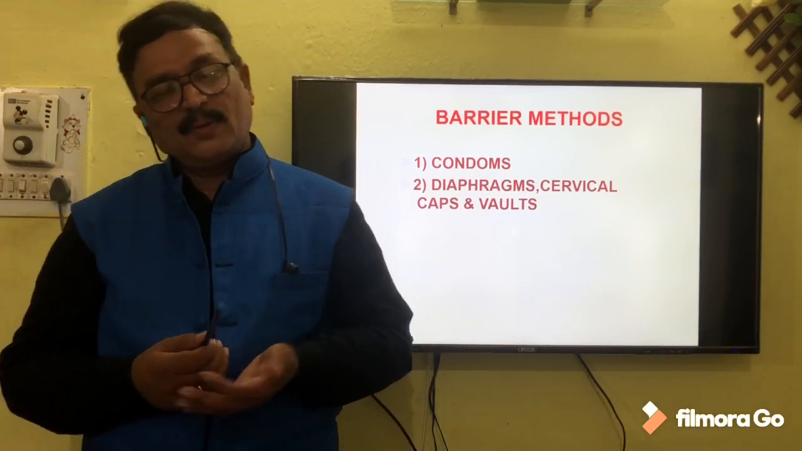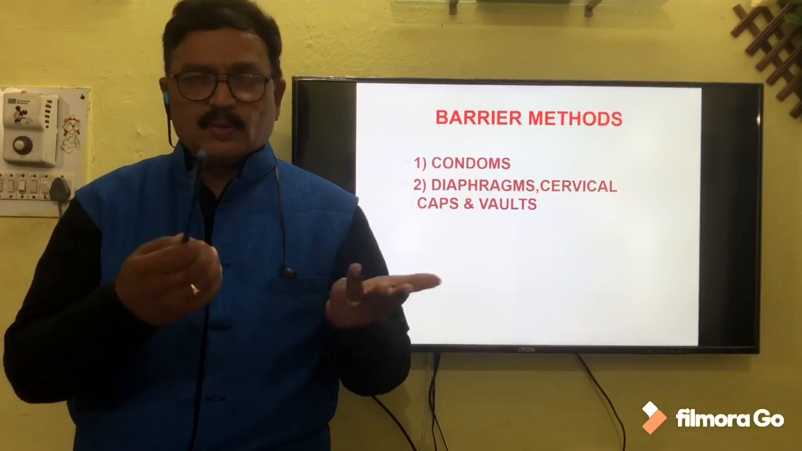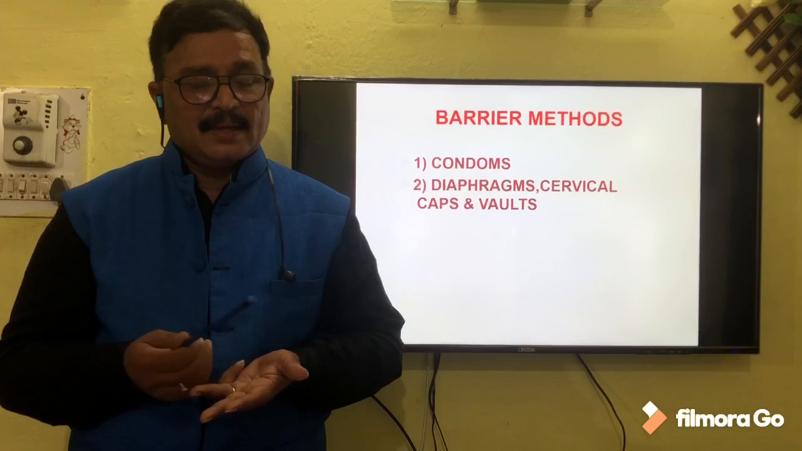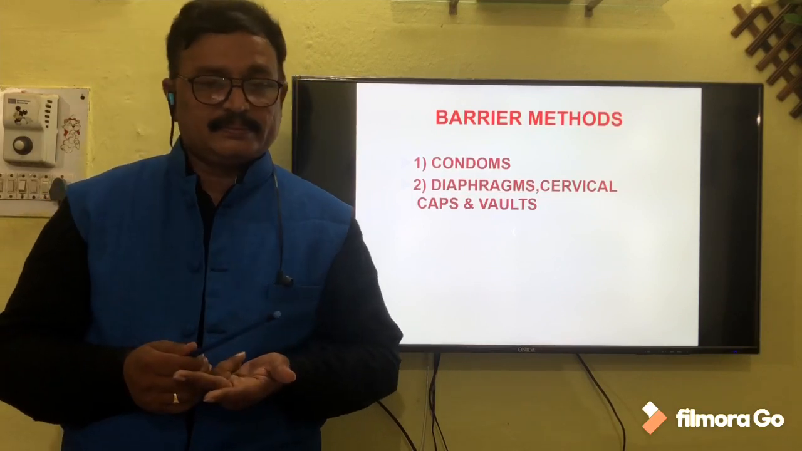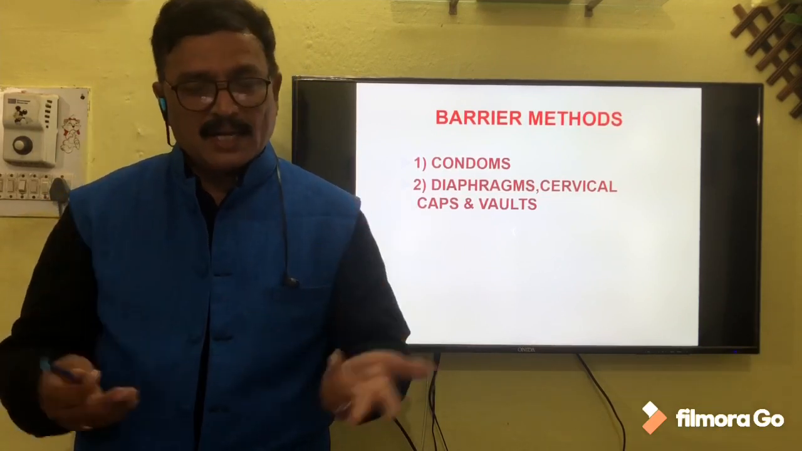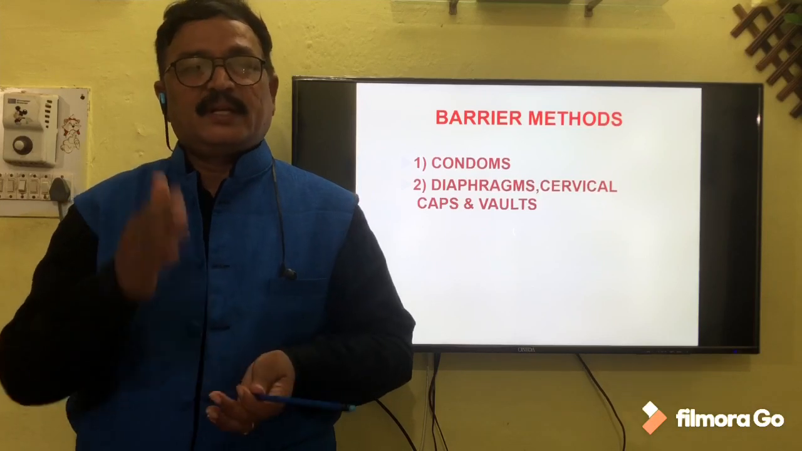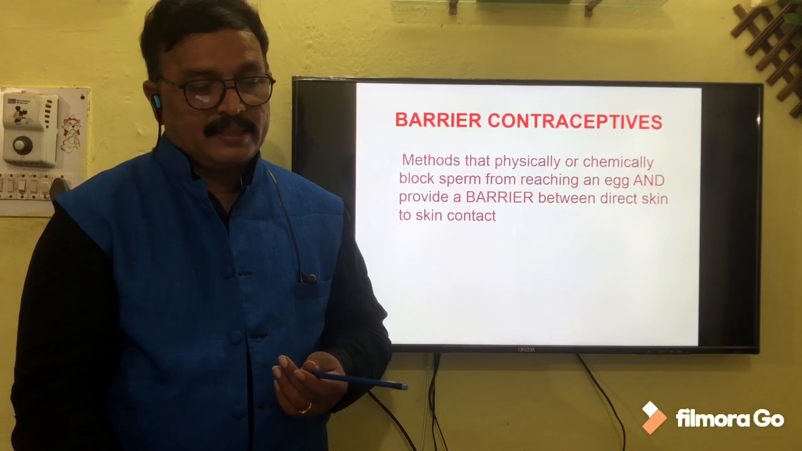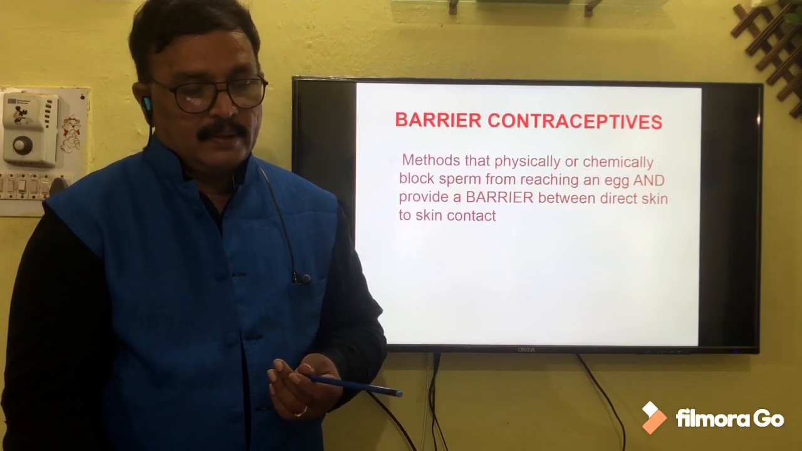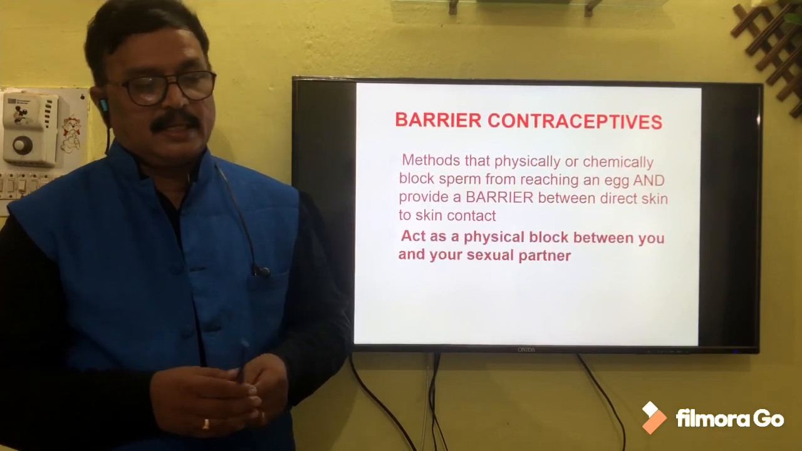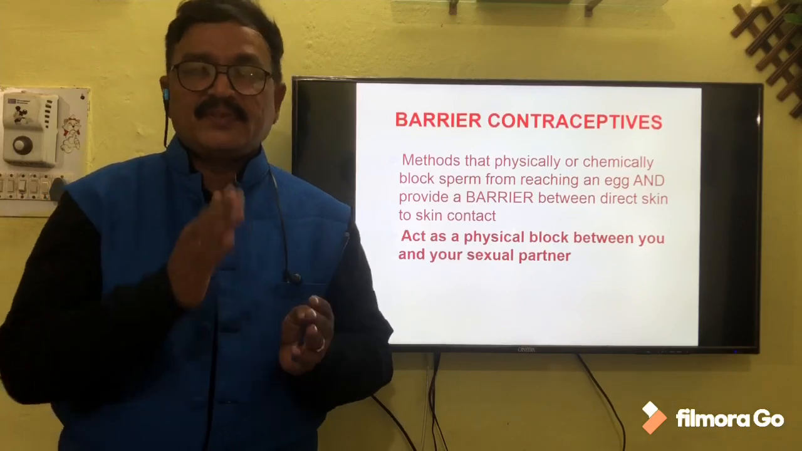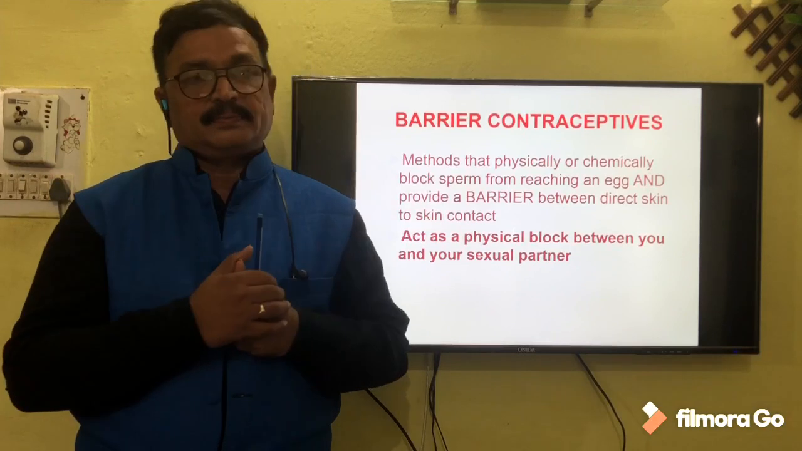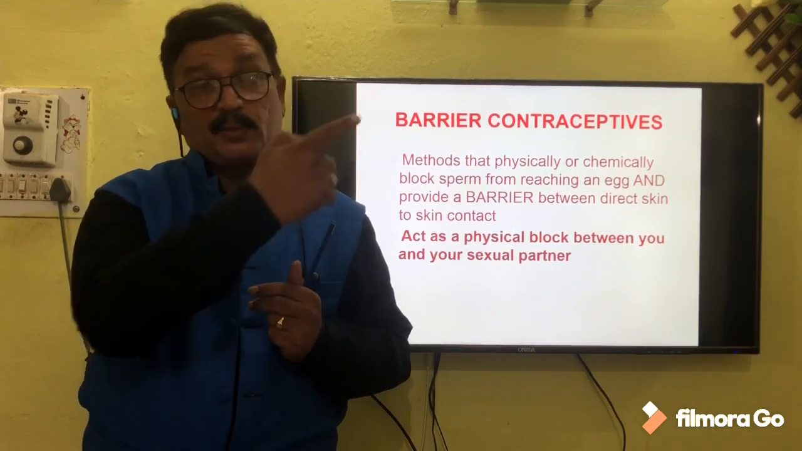In this we have condoms. Most of us know, it is easily available. And diaphragm, cervical caps, vaults, these are all different types of barriers. We will be learning about these barriers now. You see here, the barrier either physically or chemically blocks the sperm from reaching the ovum. It's not allowing the sperm cell to reach the ovum.